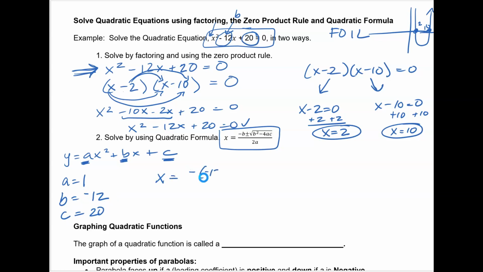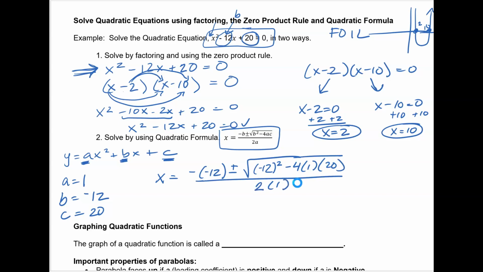So negative 12 plus or minus the square root of negative 12 squared, make sure you put parentheses there, minus 4 times a times c all over 2 times a. And then we're going to go ahead and simplify the inside there. So if we do, we end up getting 12 plus or minus the square root of 144 minus 80 over 2. And then I'm going to keep simplifying. So 12 plus or minus root 64 over 2. The square root of 64 is 8.